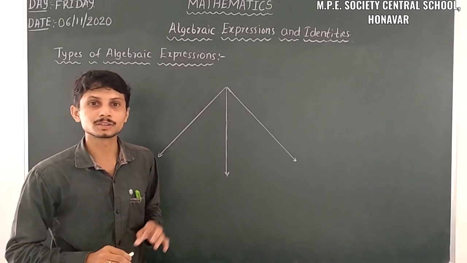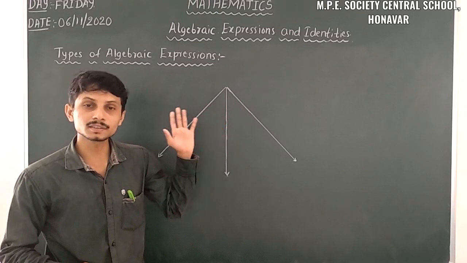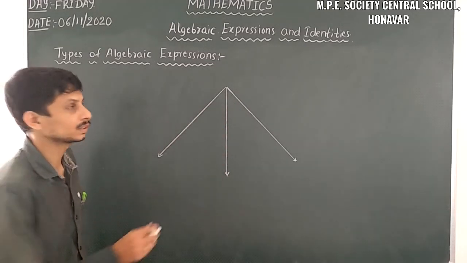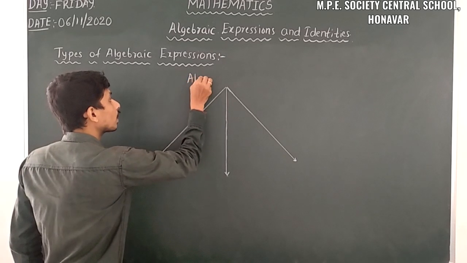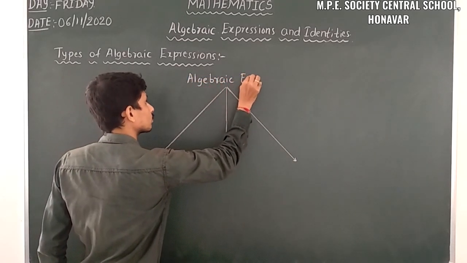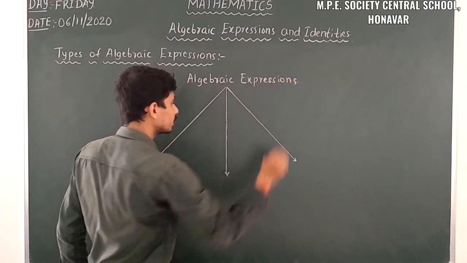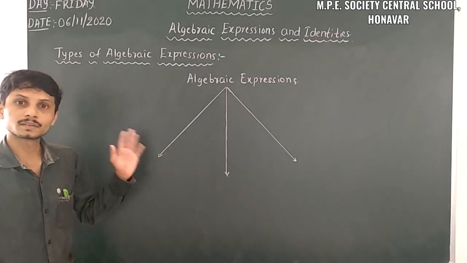We have to know about the types of algebraic expressions. There are 3 main types of algebraic expressions. In that, there are 3 major types.